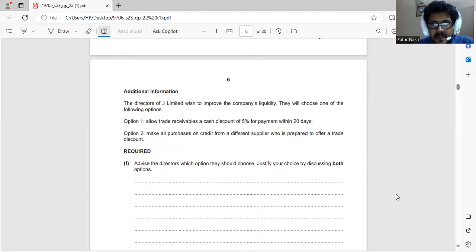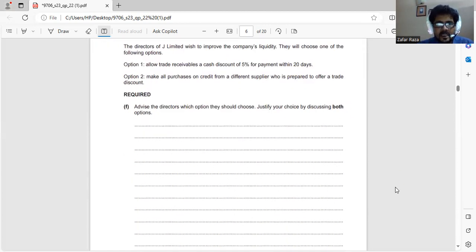The directors of J Limited wish to improve the company's liquidity. They will choose one of the following options: allow trade receivables a cash discount of 5% for payment within 20 days, or make all purchases on credit from a different supplier who is prepared to offer a trade discount. Now take option one. Again, decision making, and again a theoretical question. Again, your capabilities.